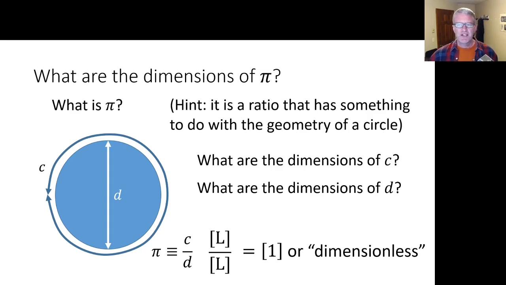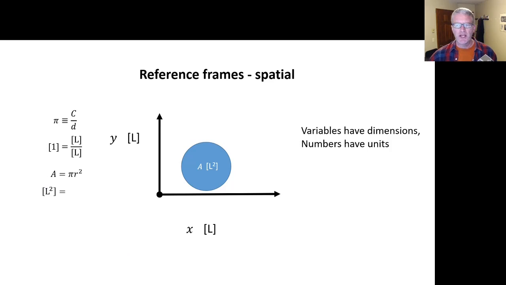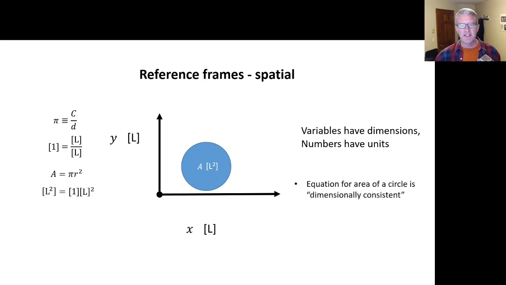Now that we know the dimensions of pi, we can get back to our equation for the area of a circle. The numeral 1 as a dimension represents the dimensionless character of pi. The radius is half the diameter, so it also has dimensions of length. Working through the algebra, we have again supported the dimensional consistency of this derivation from geometry and calculus.